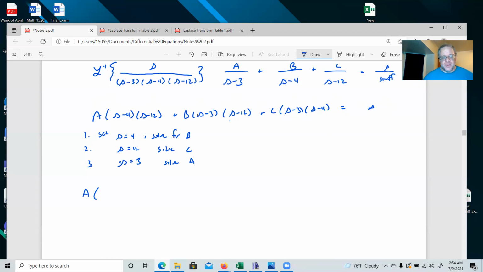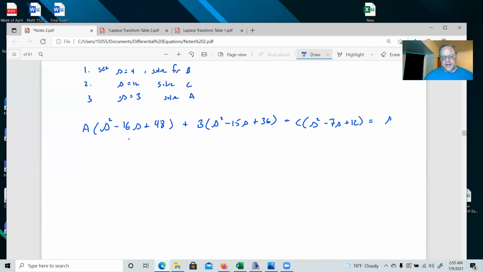So we'll say this is S squared; 4 and 12 make 16S, plus 4 times 12 is 48, plus B times S squared, minus 3 and 12 is minus 15S, 3 times 12 is plus 36, plus C times S squared, 3 and 4 is plus 7S, plus 12, and that is equal to S.